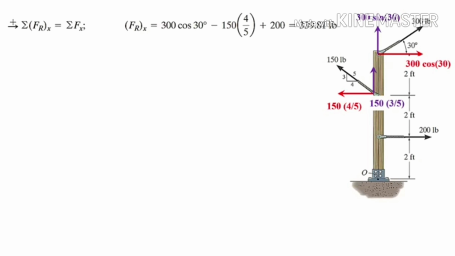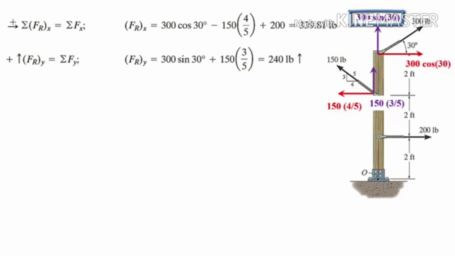If I apply them, I will have 300 cosine 30 minus 150 times 5 over 4 plus 200. That will give me 339.81 pounds. Now if I apply the summation of the forces in the y direction, I will have 300 sine 30 plus 150 times 3 over 5, and that will give me 240.